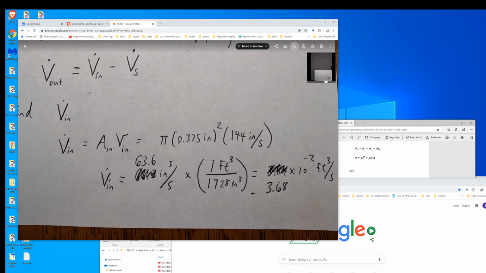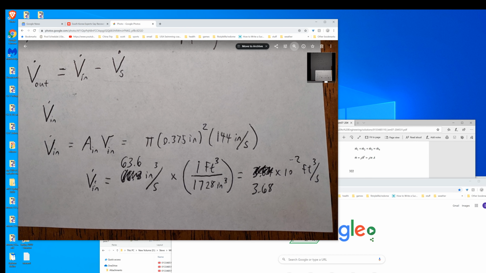Well, I need to change that over to feet cubed per second. So I made the conversion here, which is 1 foot cubed is 1728 inches cubed, right? Which would just be 1 over 12 times 1 over 12 times 1 over 12. So that comes out to 3.68 times 10 to the minus 2 feet cubed per second.